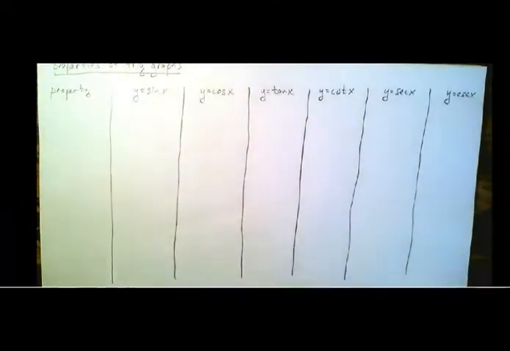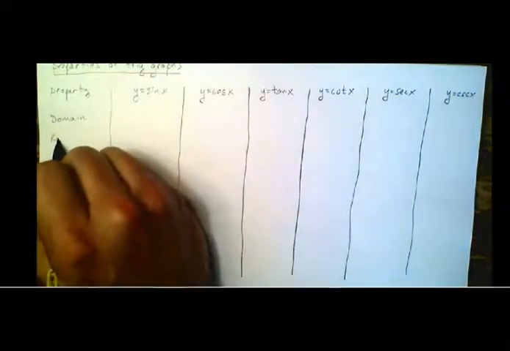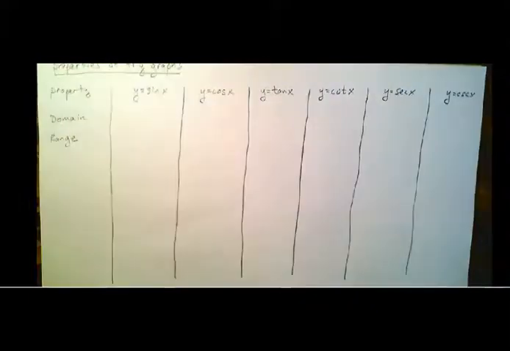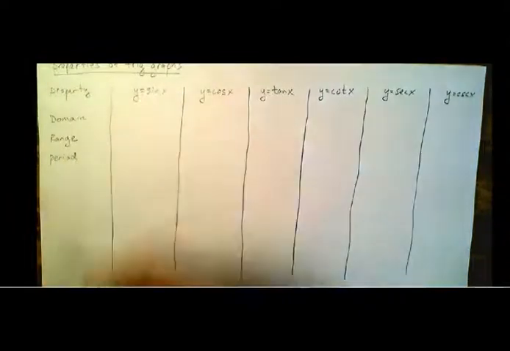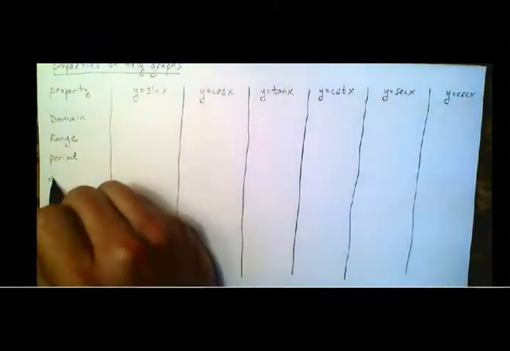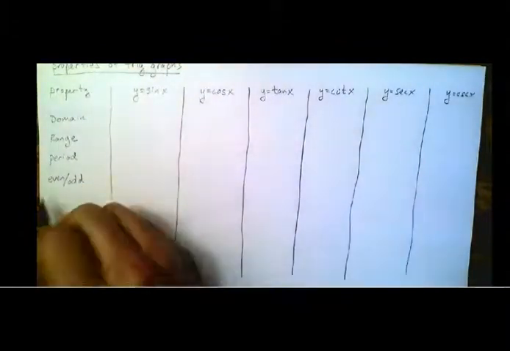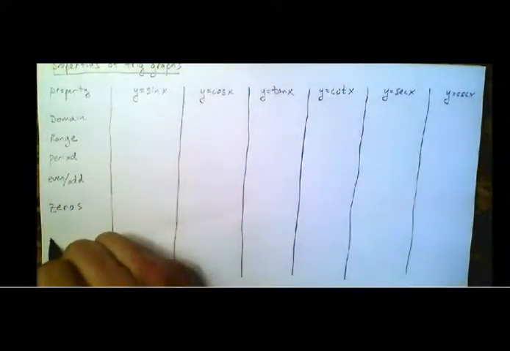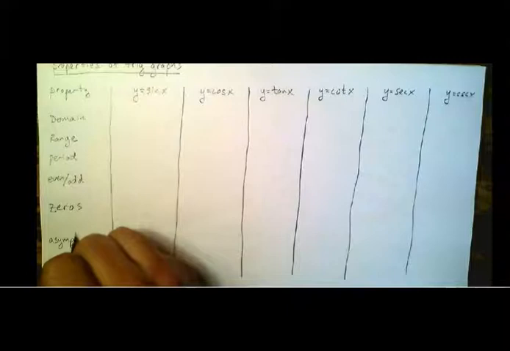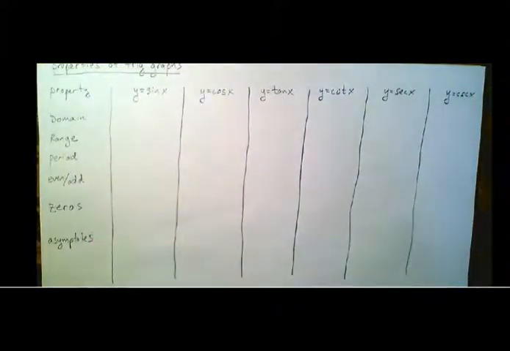So let's look at the first property, the domain. And second, we'll look at the range, the period, whether the function is even or odd, the zeros, and any asymptotes. We'll see that some of these guys have some asymptotes we'll have to take care of, okay?